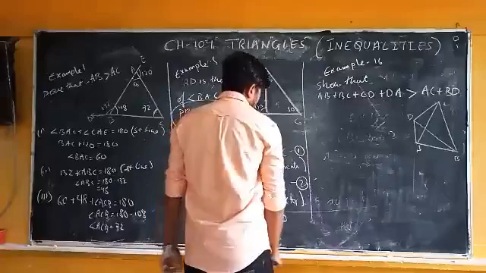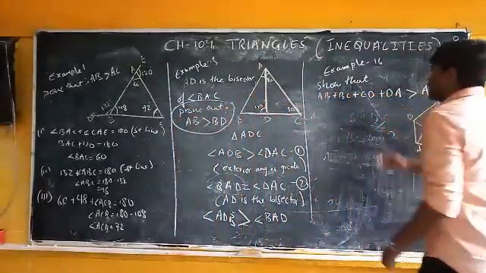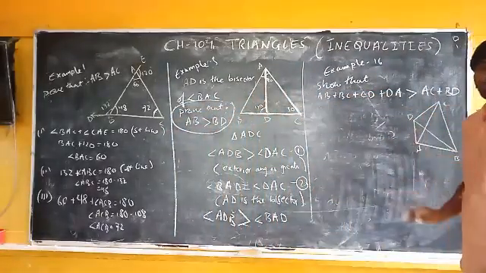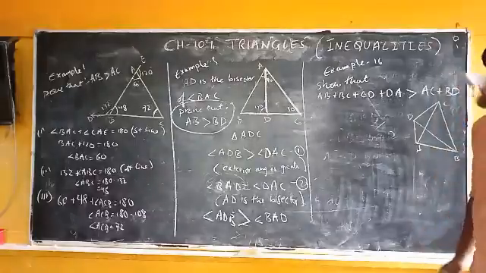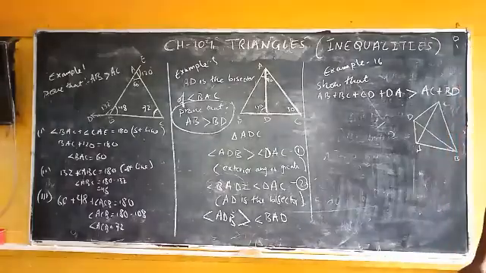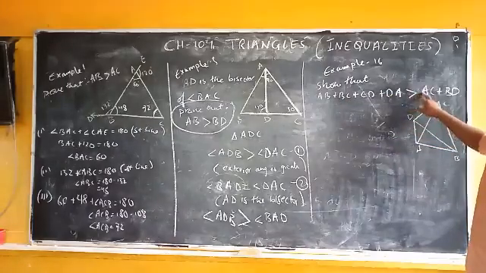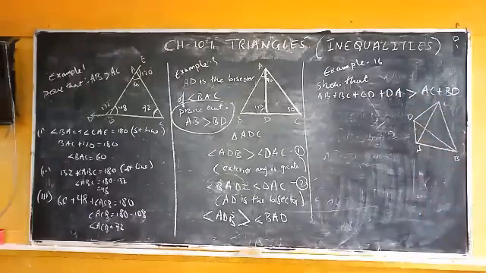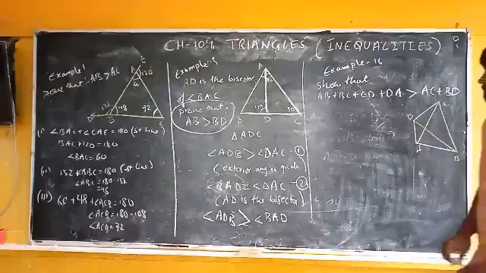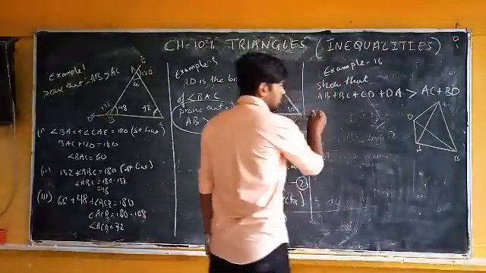So in the 16th example, if you see, this is a quadrilateral. Quadrilateral means 4 sides. You can stop the video and look at the question. Example number 16. You will understand. AB plus BC plus CD plus DA is greater than AC plus BD. Now what will I do? I will make 4 equations.